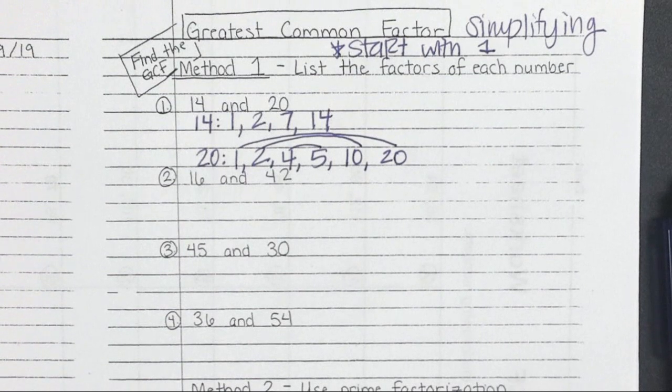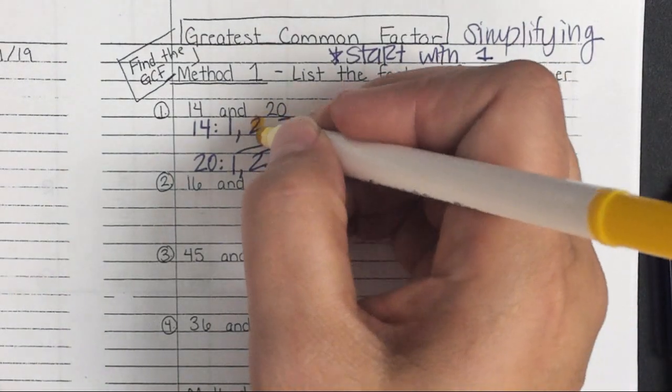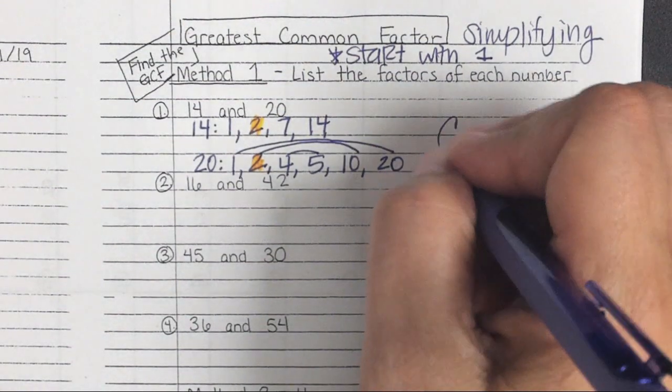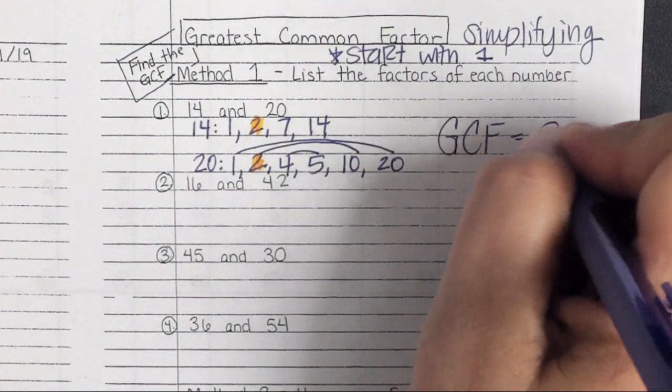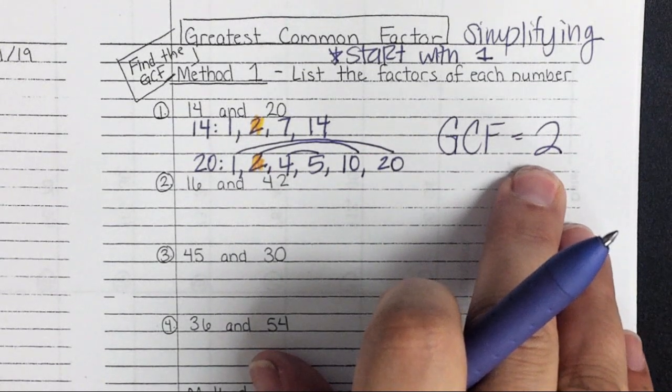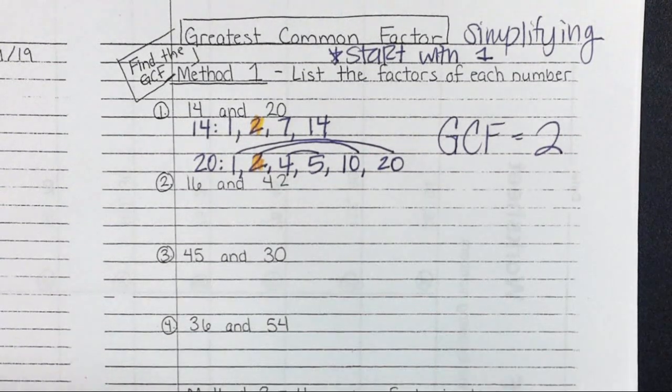Looking at these two numbers, what is the largest number they both share? 2. It's not always going to be a huge number. The greatest common factor between 14 and 20 is 2. And that's all we're looking for. We're not trying to simplify. We're just looking for the greatest common factor.